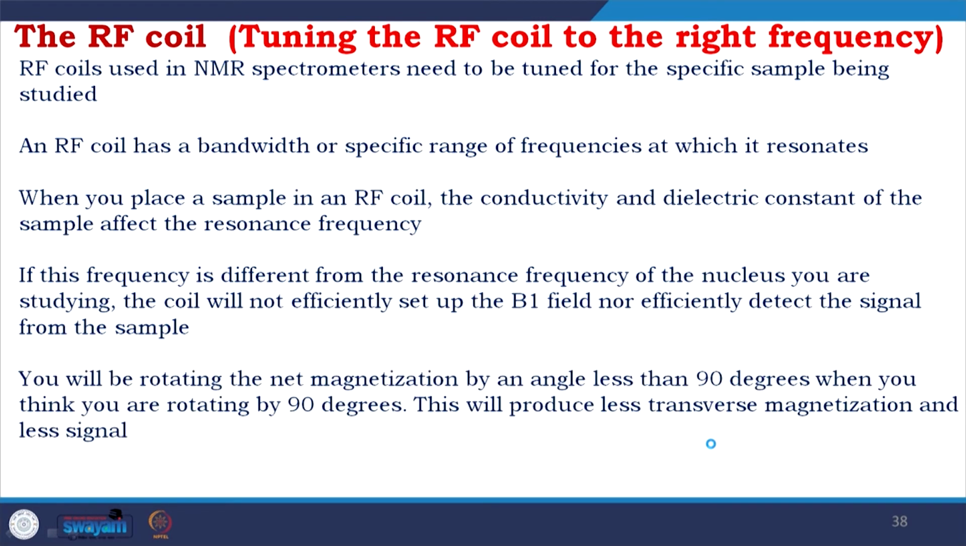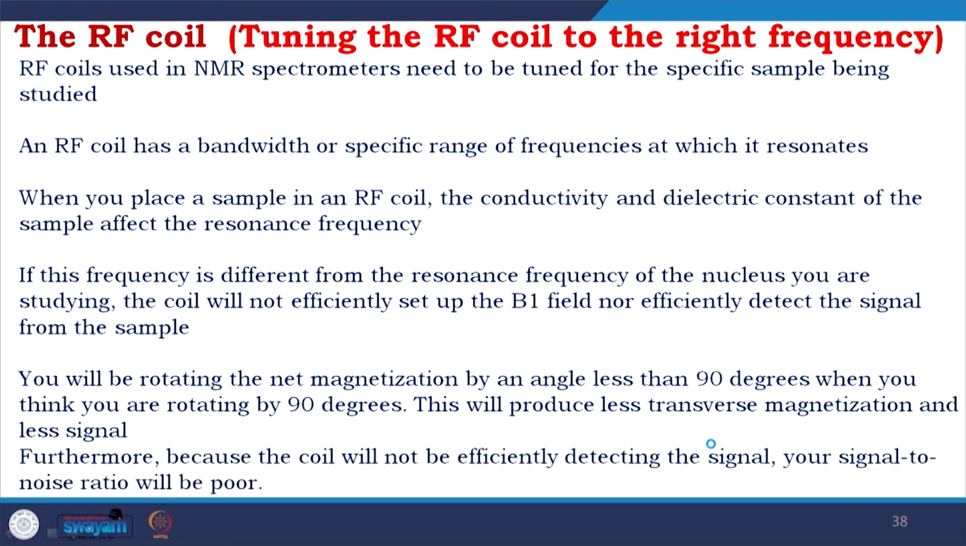You will be rotating the net magnetization by an angle less than 90 degrees when you think you are rotating by 90 degrees. This will produce less transverse magnetization and definitely less signal. Furthermore, because the coil will not be efficiently detecting the signal, your signal to noise ratio will be poor. So, that is why it is very important to tune the radio frequency coil to the right frequency.